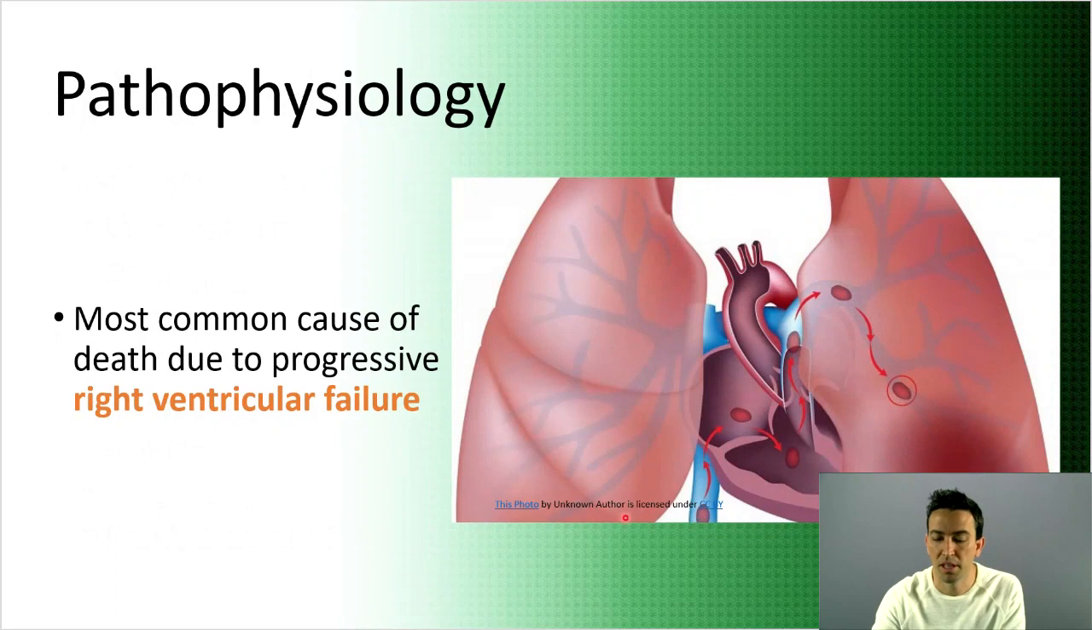Pathophysiology. Typically, most of these blood clots will originate from the pelvis or the lower extremities. They come on up, they cross over, they go into the lungs, they get stuck, and then they cause a pulmonary embolism. Most common cause of death, right ventricular failure. So this isn't like a respiratory failure, dear. This is heart failure. A good thing to differentiate when you're going through pulmonary embolism questions.